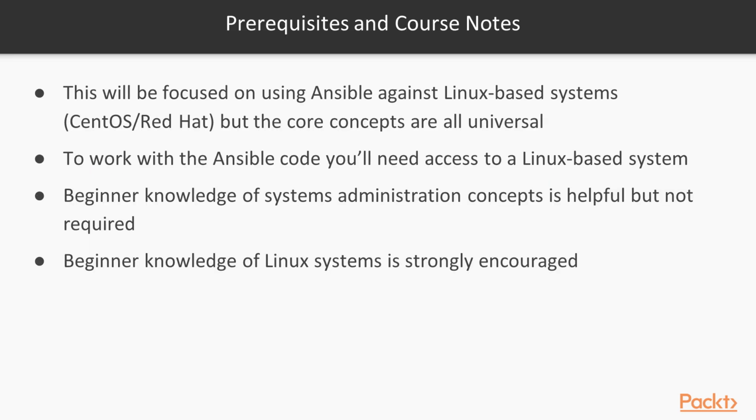Some additional notes for this course. We are going to be focusing on using Ansible against Linux-based systems, but the core concepts here are going to be universal. So a lot of the code that we're using is going to be reusable regardless of the target system. To work with the Ansible code, you're going to need access to a Linux-based system. This could be a virtual machine or an instance in Amazon AWS, for example, but you're going to need a Linux-based system in order to work with Ansible.